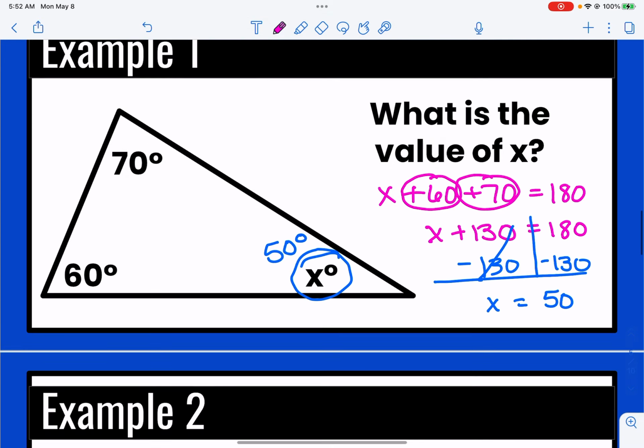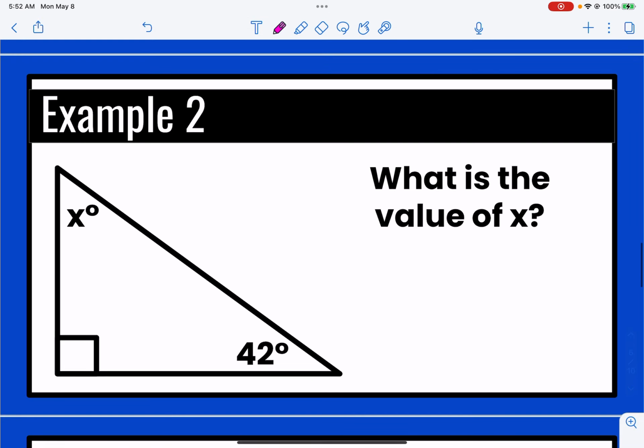All right, let's try another example. As always, if you'd like to pause the video, try it yourself, and then come back to the video. So this one is a right triangle, and I know it's a right triangle because it has this little box in the corner. And the problem says, what is the value of x? And we have x degrees, 42 degrees, and then we have our right angle. So I'm going to go ahead and write my equation. I have x plus 42, and we know that whenever we have this little box, this is always 90 degrees.